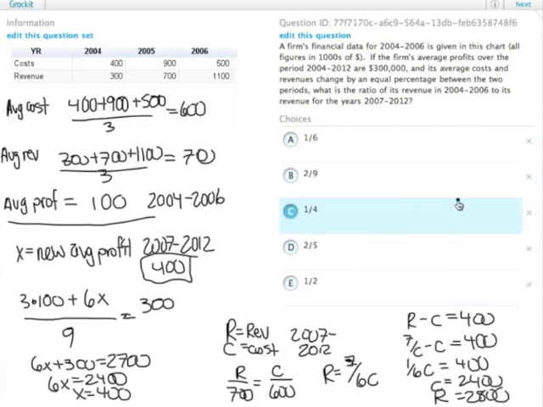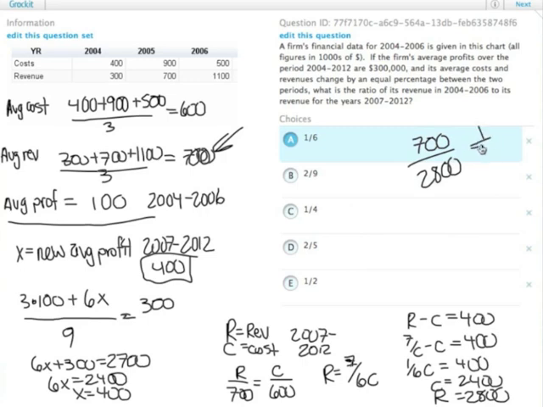We are still not done. We need the ratio of the old revenue, which was 700. Remember, we got that back here. 700 to the new revenue in the new period, which we just figured out is 2,800. That is equal to the fraction 1/4. Answer choice C.